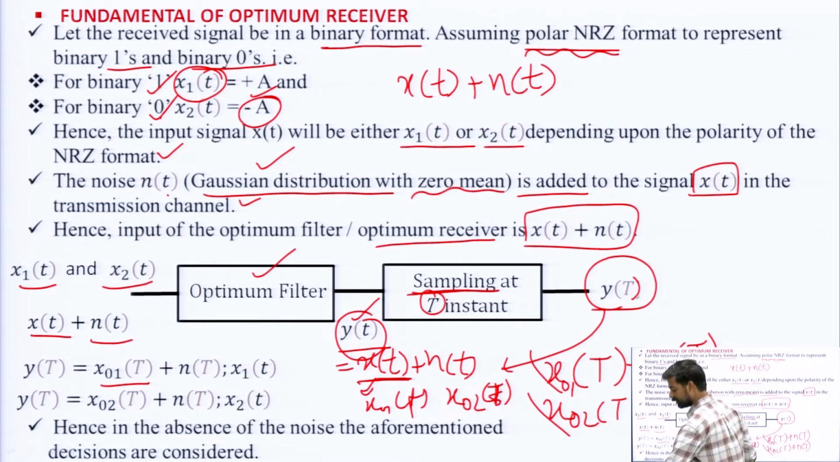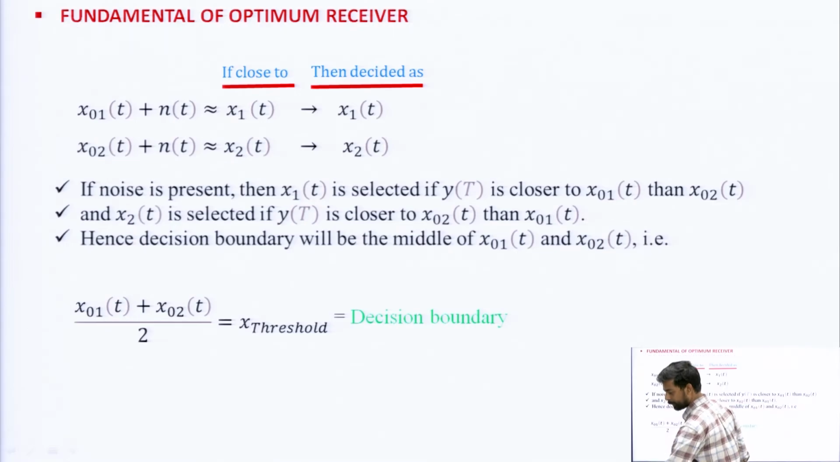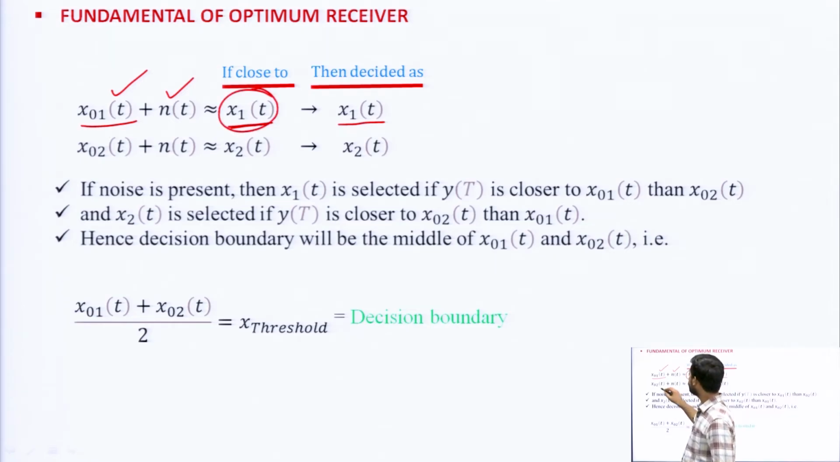So, next we will see what is happening. We have now x naught 1 of t plus n of t. I will consider this x naught 1 of t plus n of t as x 1 of t if it is close to x 1 of t. If x naught 2 of t plus n of t is close to x 2 of t, I will consider it as x 2 of t. You can see that I have elaborated on these points.